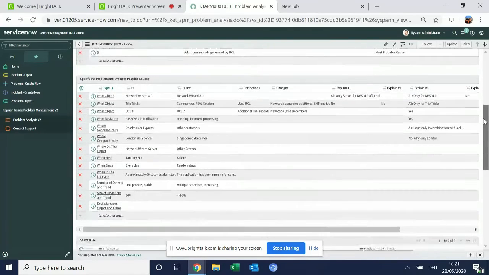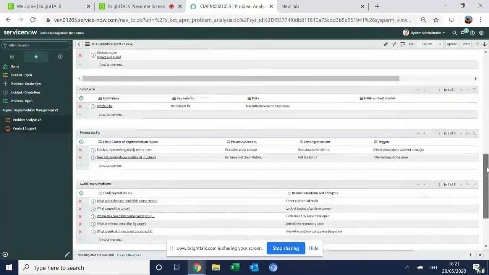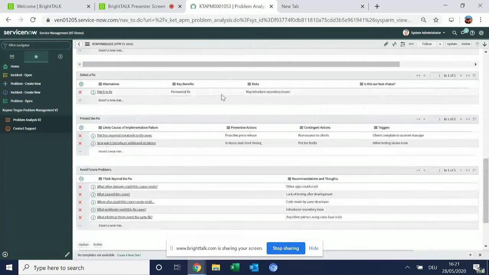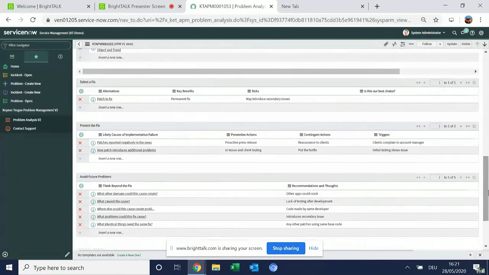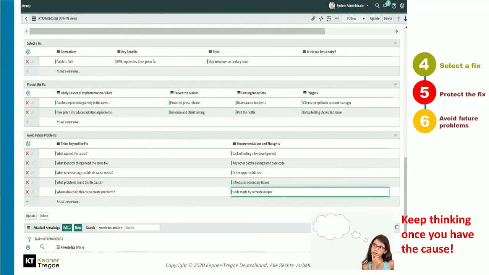By this, we drilled down to the root cause, looked at a fix, weighing benefits and risks, then protected the fix by doing a risk assessment, and then answered some questions that helped us to think beyond the fix so that we can improve and make our systems more sustainable and learn from the problem that we had. All right, going back to the screen itself.